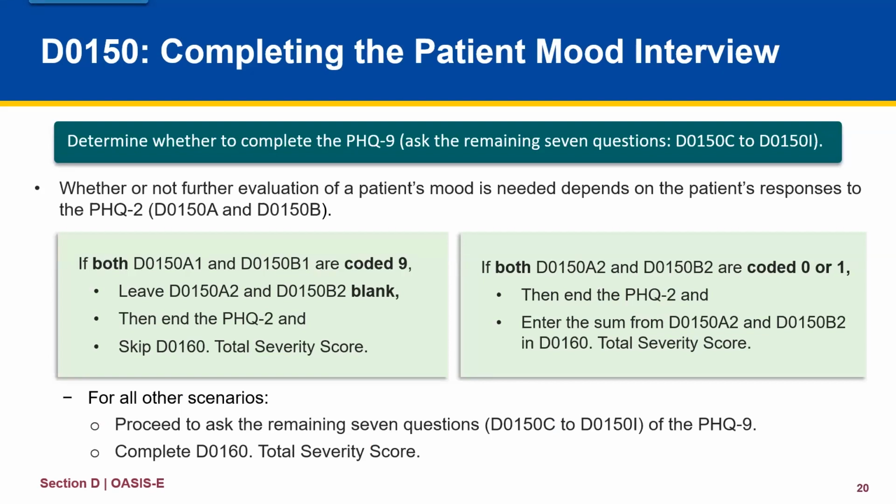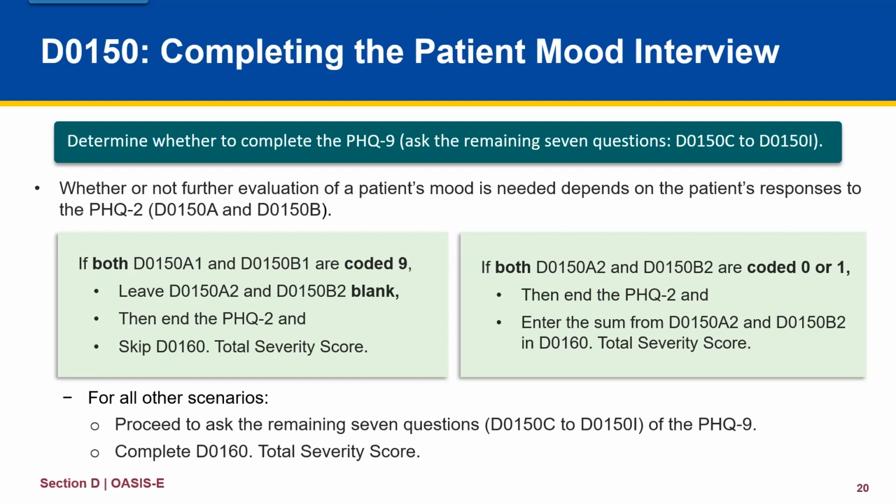Once you have scored the first 2 items of the patient mood interview, it's important to determine whether to complete the PHQ-9, meaning ask the remaining 7 questions, D0150C through D0150I. Whether or not further evaluation of a patient's mood is needed depends on the patient's responses to the PHQ-2, D0150A and D0150B.